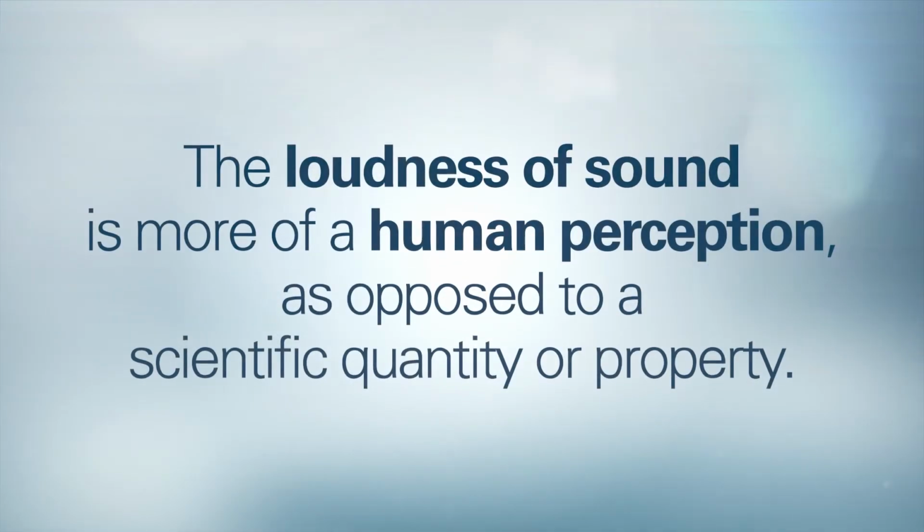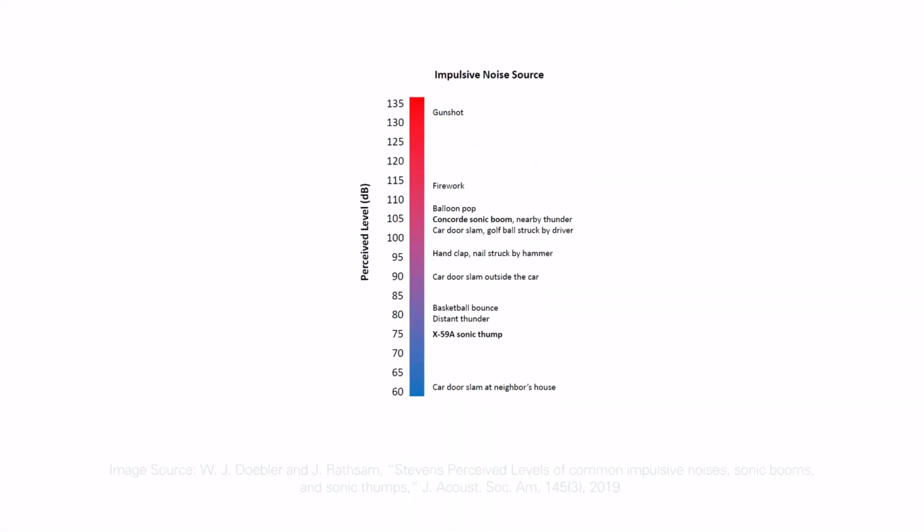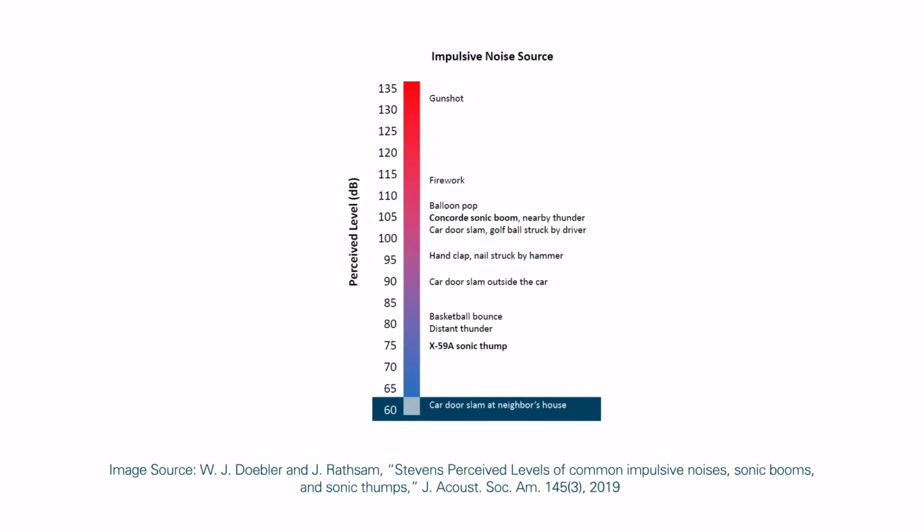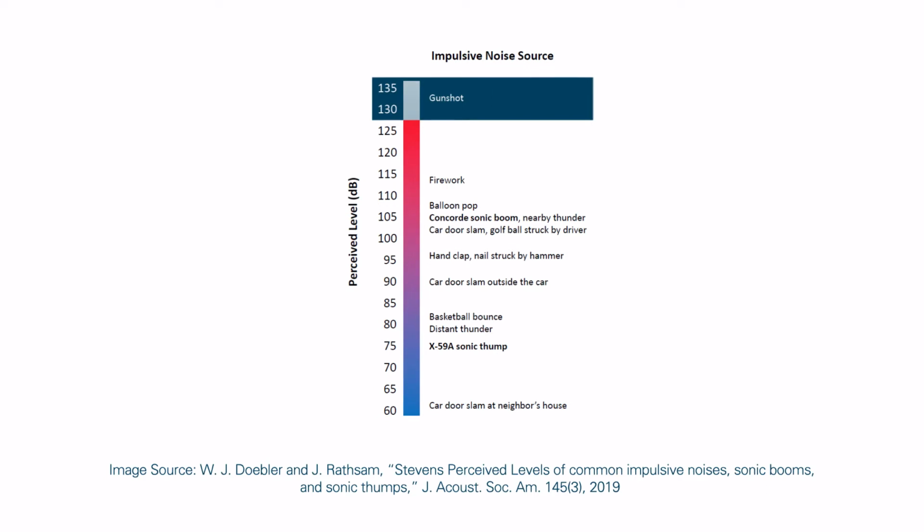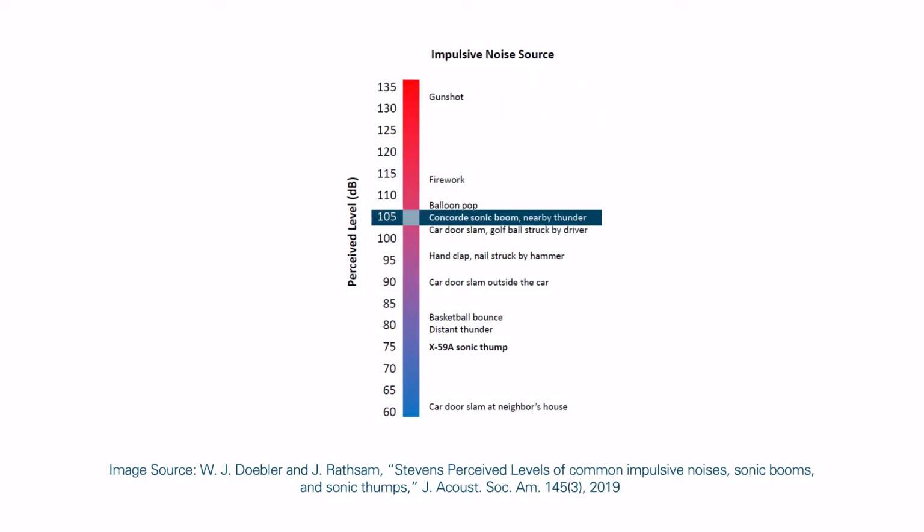In thinking about the loudness of sound, that's really more of a human perception as opposed to a scientific quantity or property. As you can see from this graph, a car door slammed at your neighbor's house may be perceived at 60 decibels, while a gunshot up to 130, 135. You'll see at 105, kind of bolded there, the Concorde sonic boom or nearby thunder.